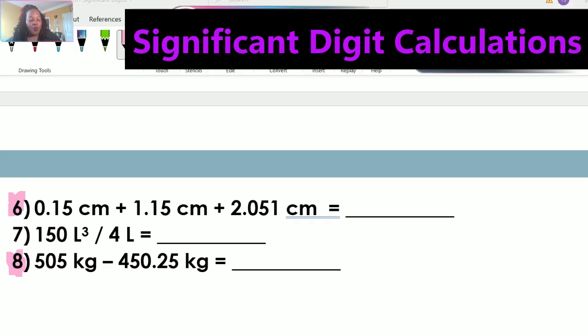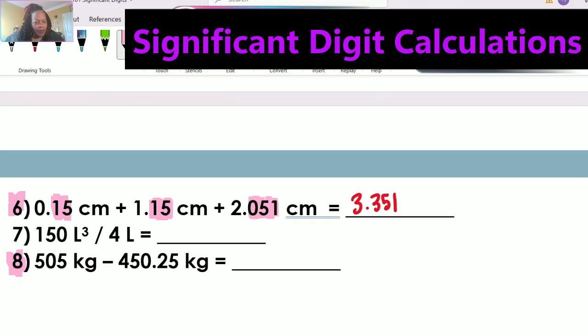We've got 0.15 centimeters plus 1.15 plus 2.051. Well, my calculator is going to give me 3.351, but you've got to go with the least amount of digits after the decimal. Consider that as your final answer. That means we only need 2 significant digits after the decimal. So what do you all get for your answer? I saw some in the comment box.